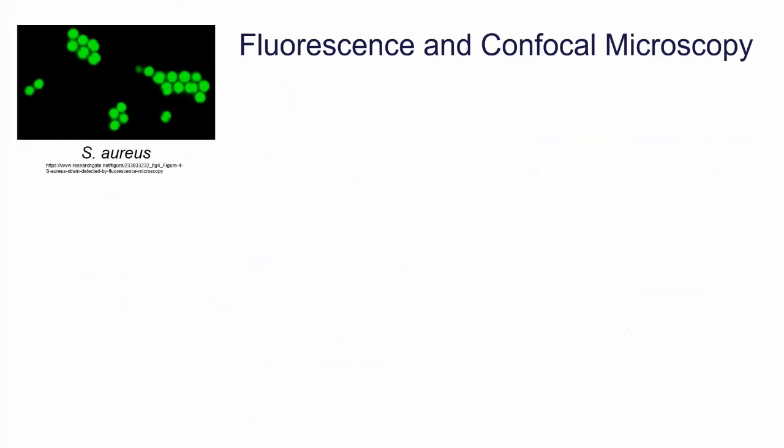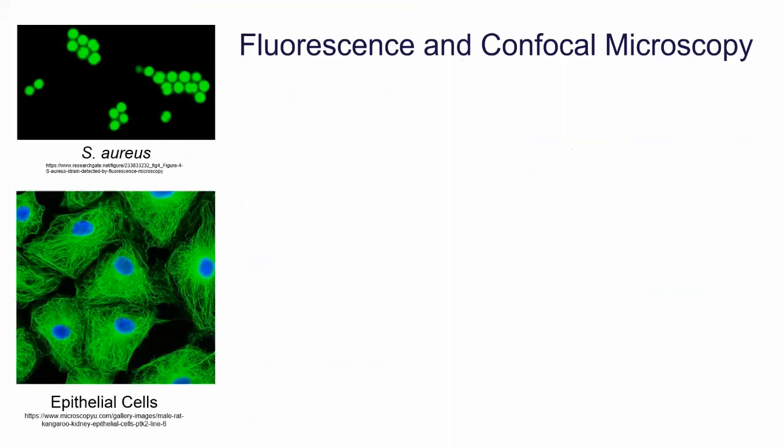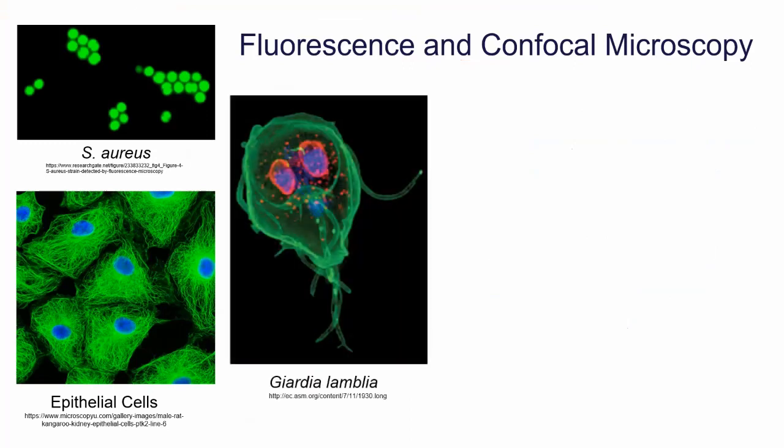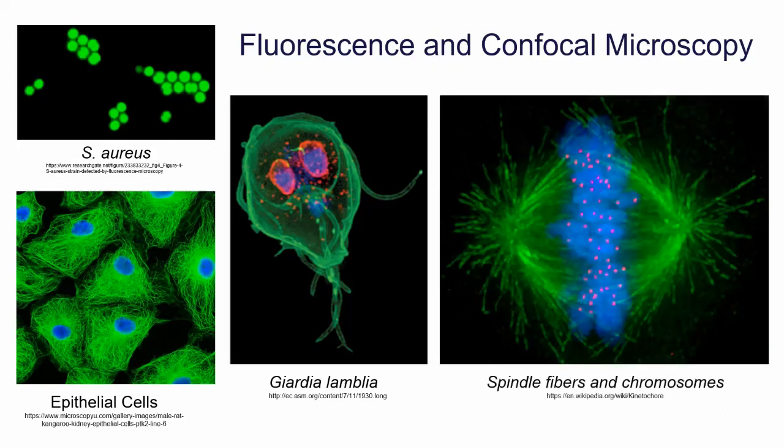There's an image of some bacterial cells, and you can see they pop out nice and sharp there. There's some epithelial cells, and you can see they've used two different types of stains, one to stain the nuclei one color, and the cytoplasm another color. Amazing images, really pop out. There's our Giardia again. You can see the little spots, I think they're ribosomes, and the two nuclei look like big eyeballs. And there's another one, spindle fibers and chromosomes. So some incredible pictures we can get using fluorescence nowadays.